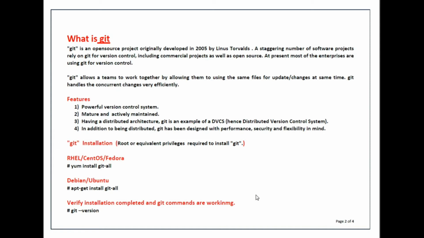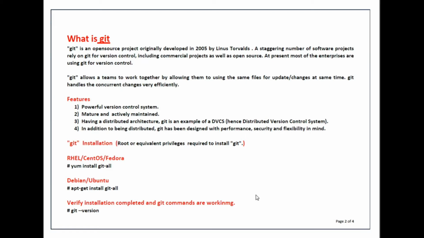Git is a version control system, and Git is an open source project originally developed in 2005 by Linus Torvalds. You know who Linus is, I'm sure, because he created the Linux kernel. It is a bit different from SVN. It has a lot of useful features if I compare it with SVN.